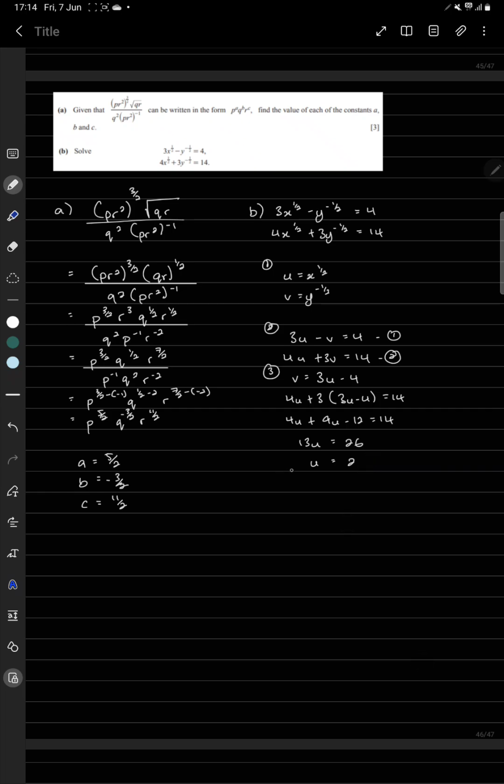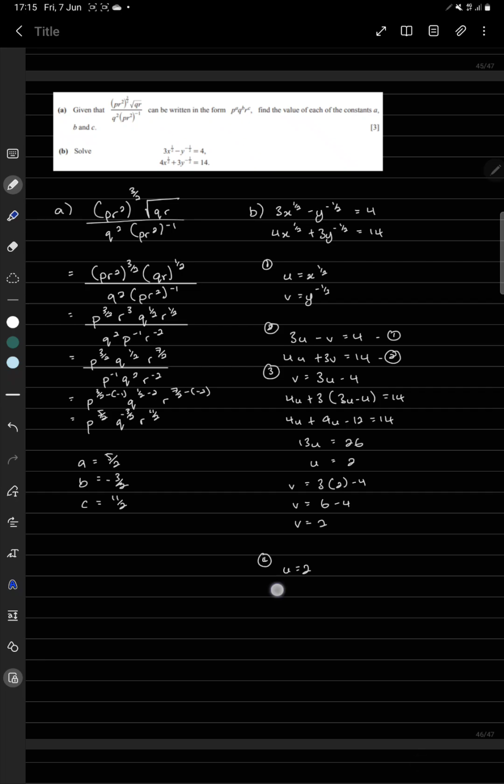Okay, now your final answer, this is u, this is not x. But I'm going to proceed to the next part. I want to find v, right? So v is equal to 3 bracket 2 minus 4, and then v is equal to 6 minus 4. Then v is equal to 2. Okay, so now let's take each one of these. We'll go to the final step, and I'm going to take u equals 2.